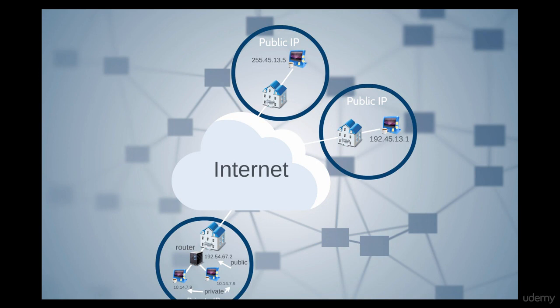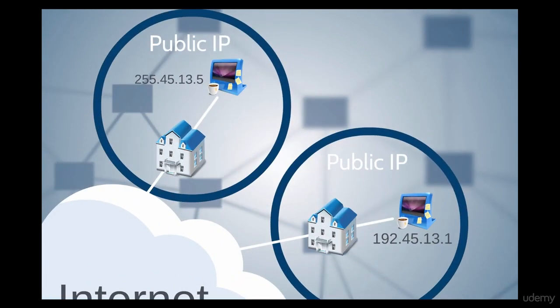There are 2 different types of IP addresses. The first is a public IP address. If your computer has a public IP address, that means it can be seen from outside of your own home or office and directly connected to using its own unique address.